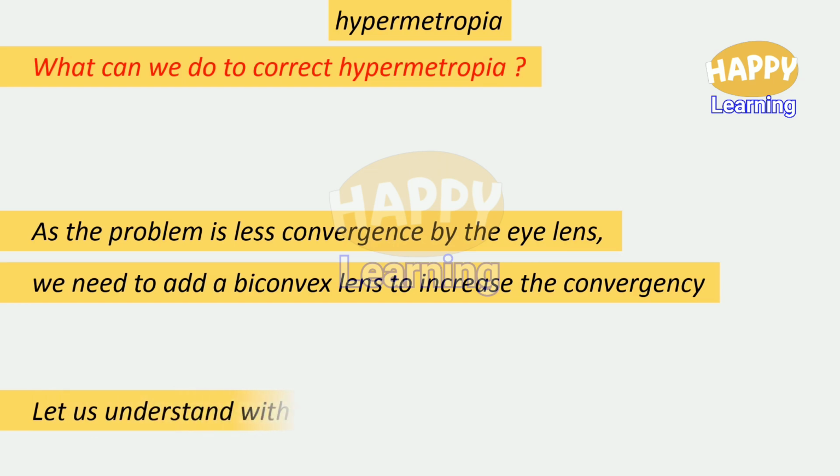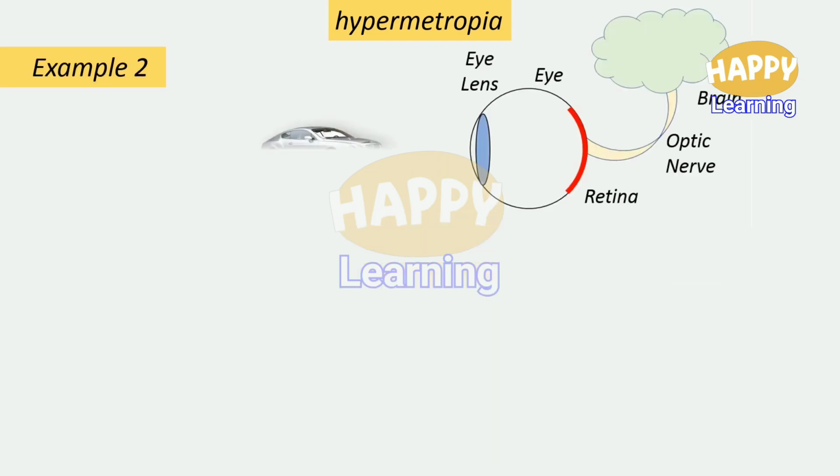Let us understand with a ray diagram. The same example 2, the object is close to the eye, the rays passing through the eye lens are converged to a point behind the retina and the image read by the brain is blurred.